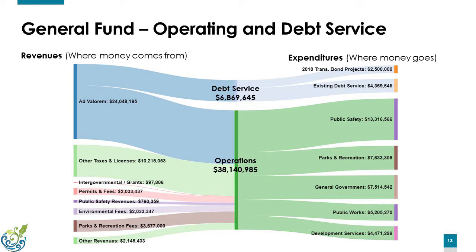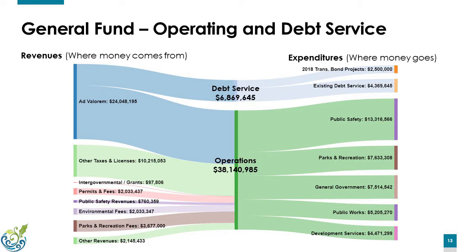When you look at this particular graph, you see the debt service component of about $6.8 million. And 2 pieces of this. One, you've got a component of existing debt service on projects and debt that this council and previous councils have approved. And then you also see reflected the new component related to debt service related to the 2018 transportation bond projects. Moving down into general fund operations, that totals $38.1 million.